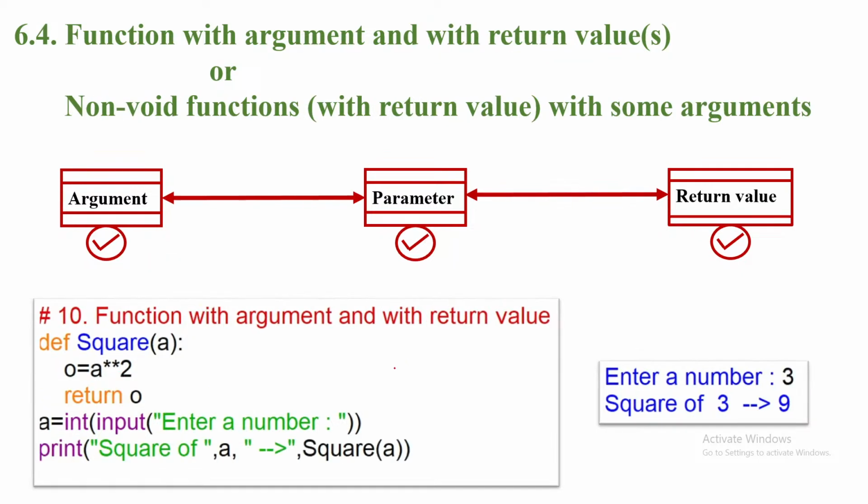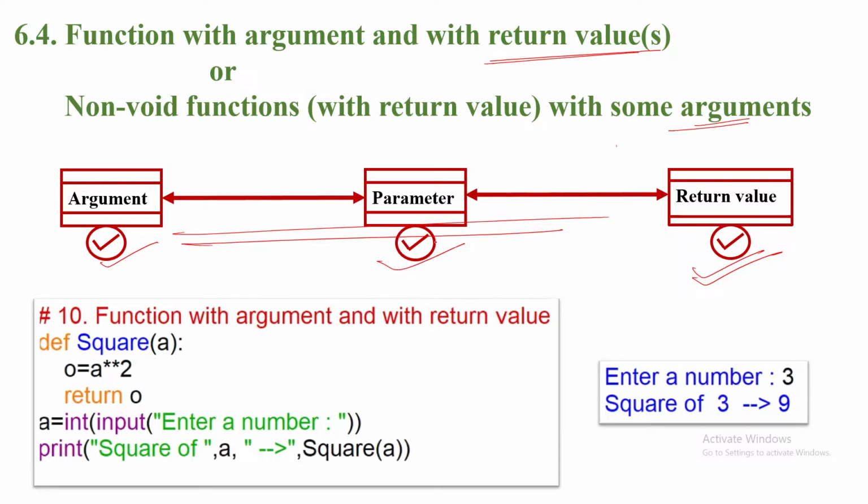Last, functions with argument and with return value. With return value means what? Non-void function. With some arguments means we are passing the arguments, receiving the parameters, and returning the value also. Through this diagram, you can easily understand that, right?